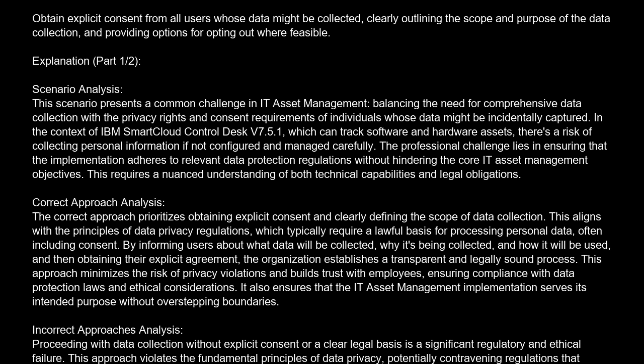Incorrect approaches analysis. Proceeding with data collection without explicit consent or a clear legal basis is a significant regulatory and ethical failure.